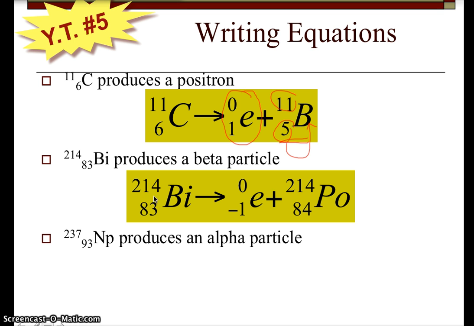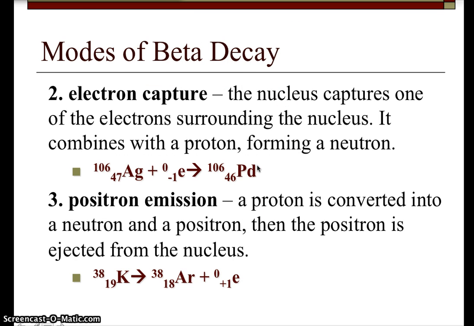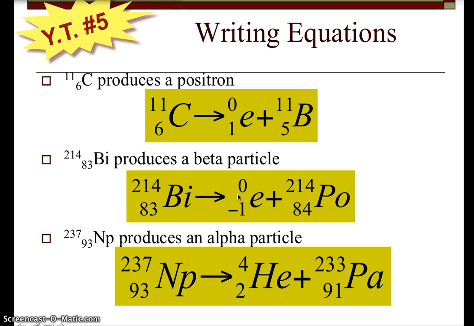For bismuth-214 producing a beta particle, that's a normal electron. There we go. Beta particle being a normal electron here. So my atomic number goes up by 1 because I have an increase in protons. But my mass number did not change because that proton came from a neutron being converted. And then the last one, for neptunium producing an alpha particle. Alpha particle here has a mass of 4, atomic number 2. So these are the resulting numbers I get. My atomic number went down by 2, mass went down by 4, and looking up atomic number 91 is what tells me my element.